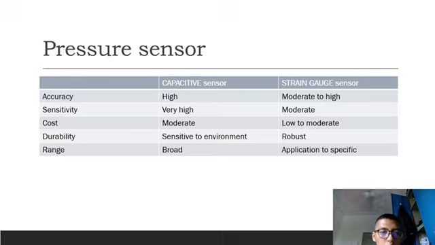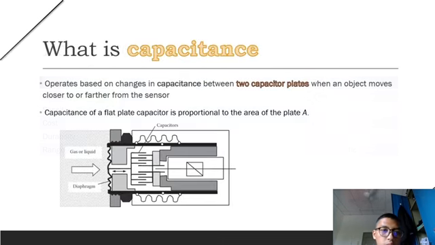And durability of the capacitive sensor is sensitive to environment, and the strain gauge sensor is robust. And range for the capacitive sensor is broad, and the strain gauge sensor is applied to a specific environment for a specific range.